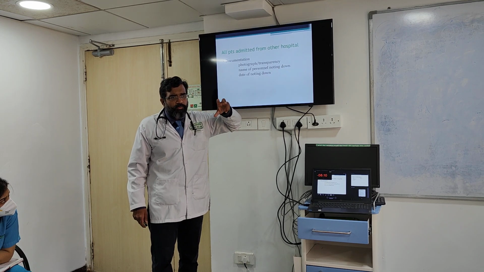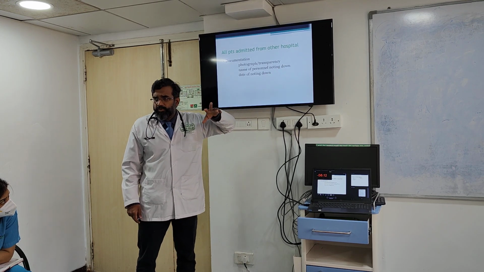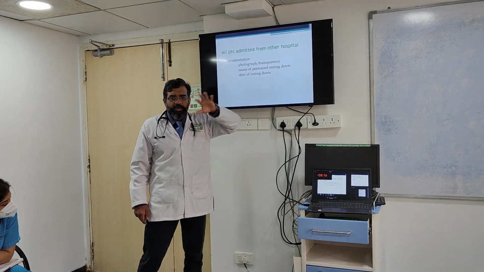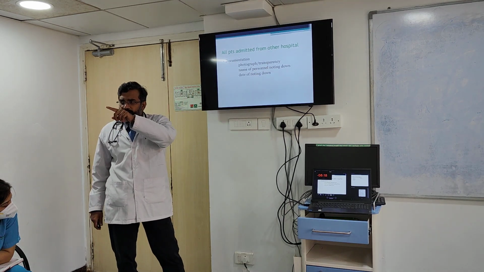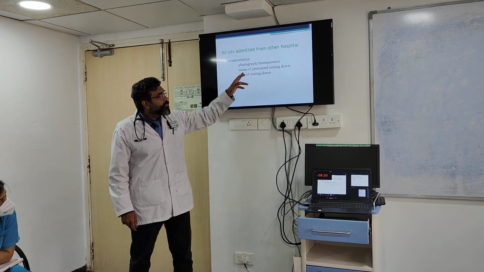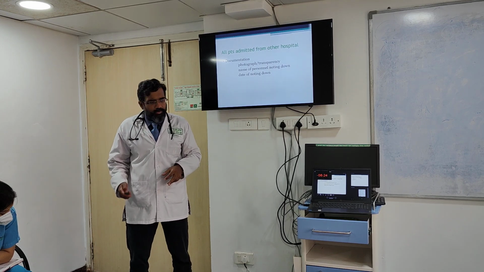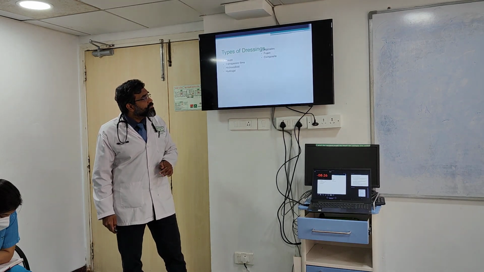Initially we used to take photographs, with the iPad, but we stopped doing that anymore. Now we're doing transparency. So we put a transparent sheet, mark out the wound and put it down on paper. The name of the person noting it down is very, very important, and the date of noting it down is very important. Alright. Now what are the types of dressings we have?